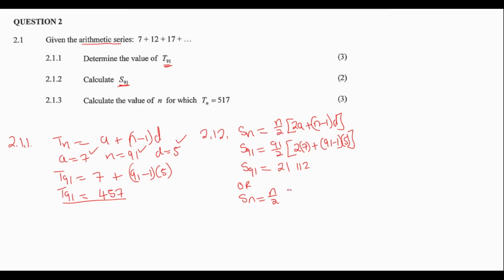over 2, and then (a plus l), where l is the last term. So we have our l here. We already got it from our 211. So we can use that. S91 is equal to 91 over 2, and then we have 7 plus 457, right? And then what you get, S91 is equal to 21,112. Okay, right.